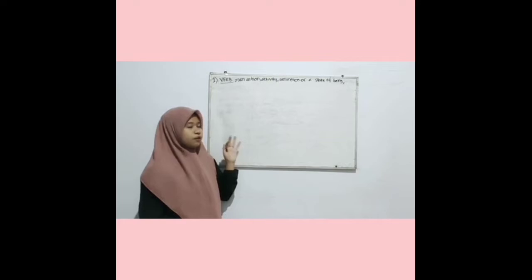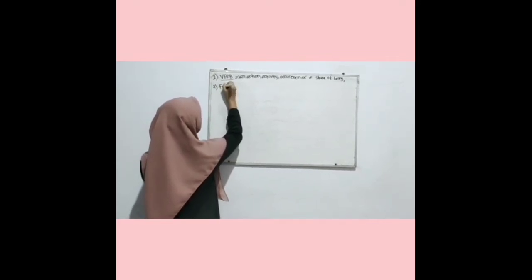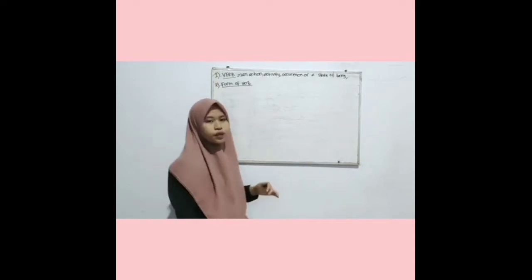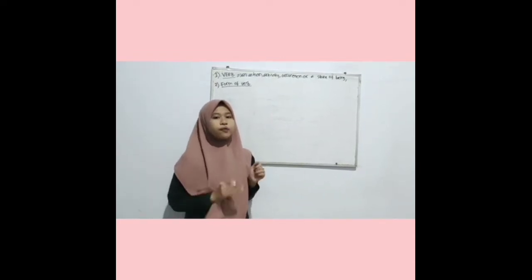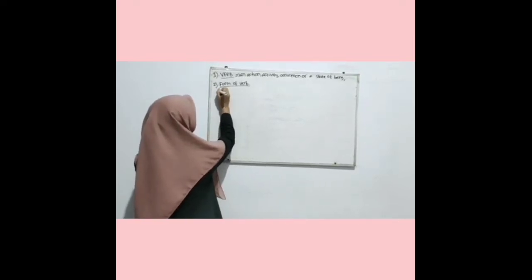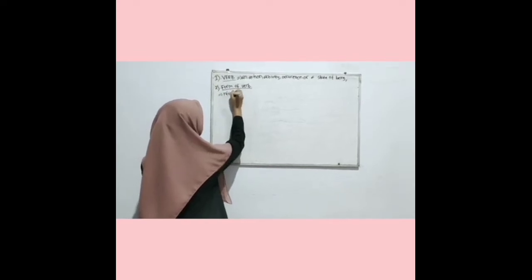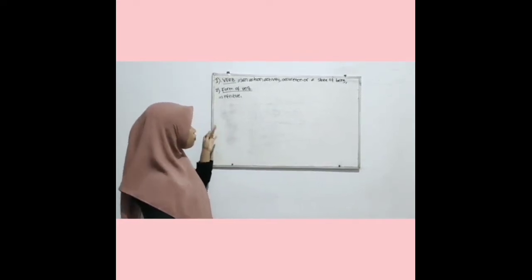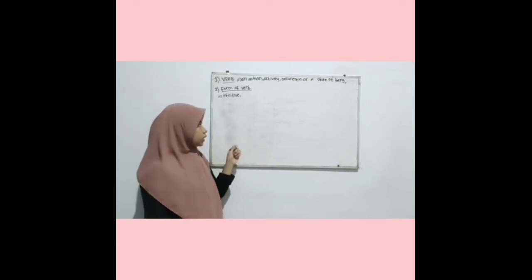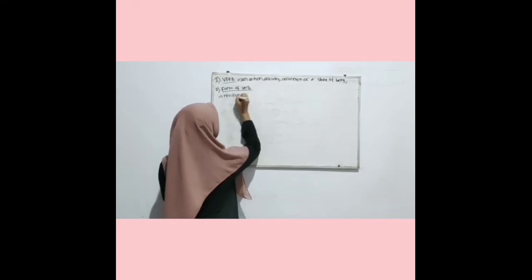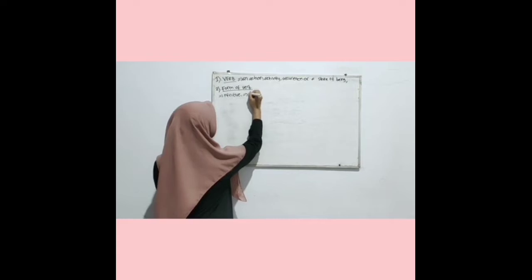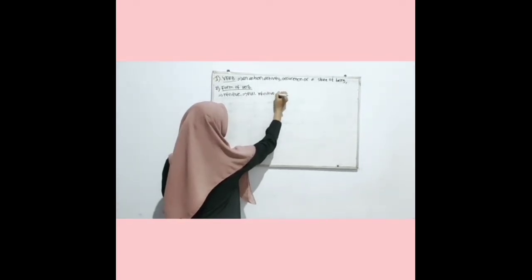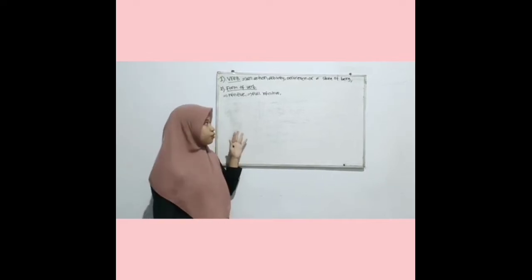Next, form of verb. There are 5 different forms of verb. The first is infinitive. Infinitive is the verb in its basic form. In infinitive, there are 2 types. First, full infinitive. Full infinitive usually begins with the word to before the verb.